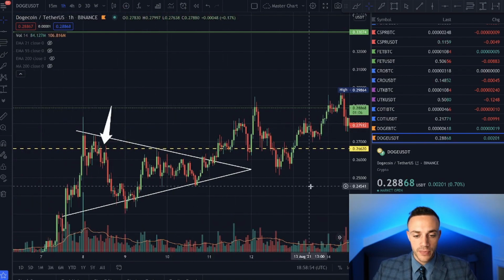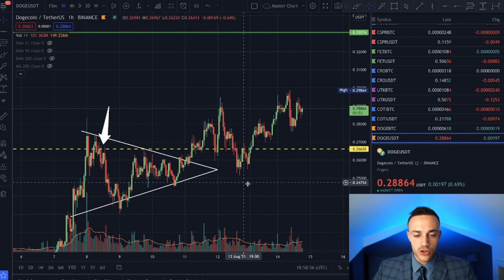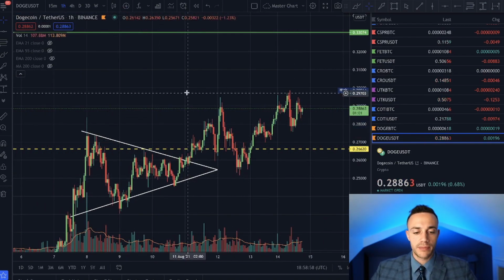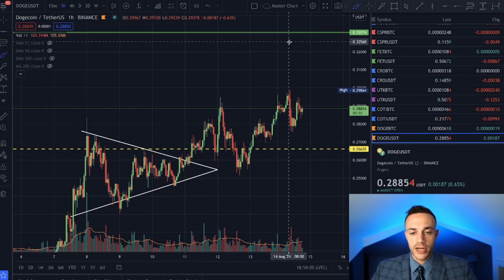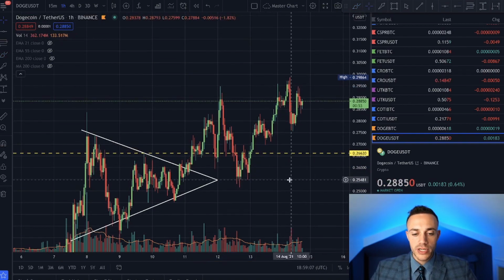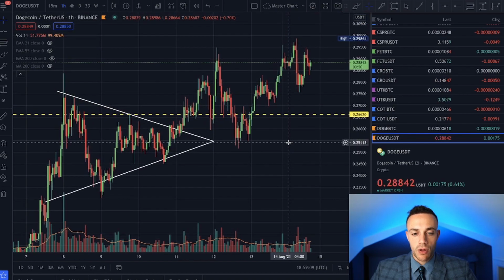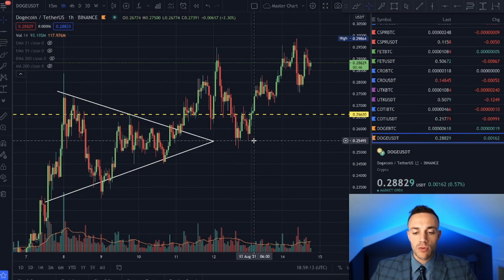And as you can see, that's really exactly what we did do here, right? We broke out of the symmetrical triangle. And now notice over here how we dropped down significantly back into the triangle range. So this is your opportunity to get long if you didn't get long on the initial breakout. How would you know to get long down here at 25 cents on Dogecoin?